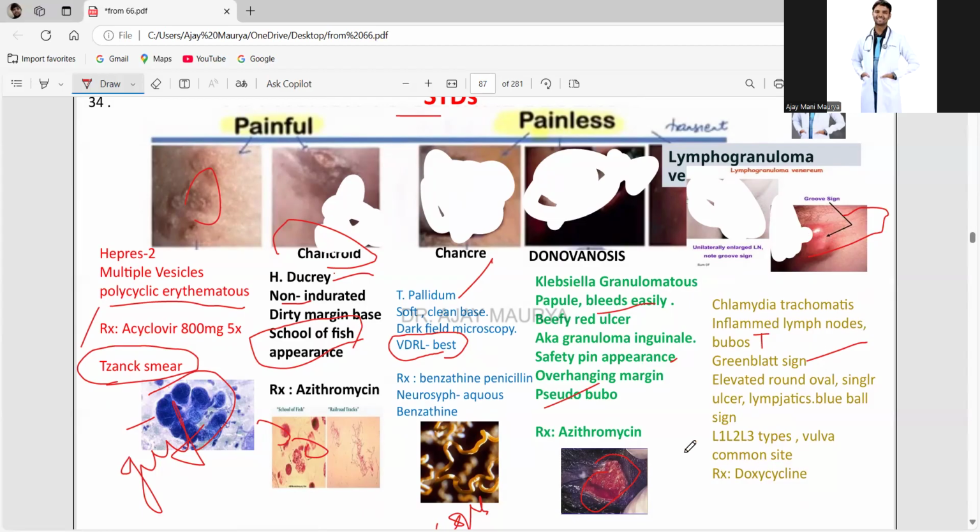We are having the types L1, L2, L3, and the most common site is the vulva. Treatment is with doxycycline. Okay.